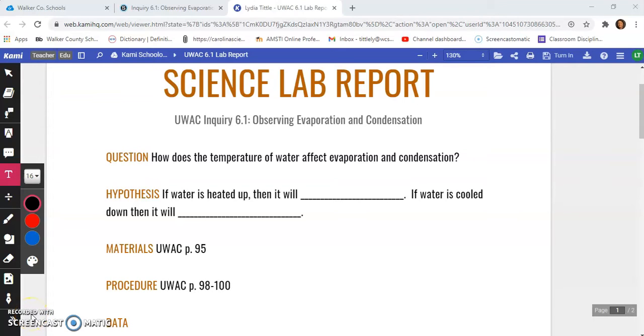In Inquiry 6.1, we're going to be observing evaporation and condensation. Our question for this lab is, how does the temperature of water affect evaporation and condensation?